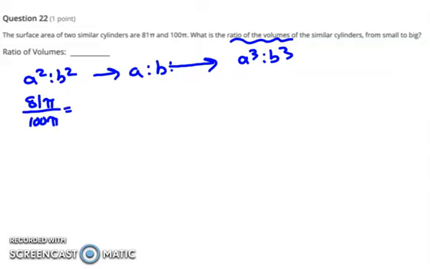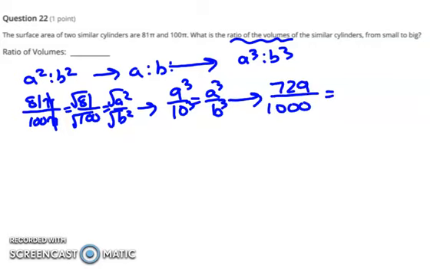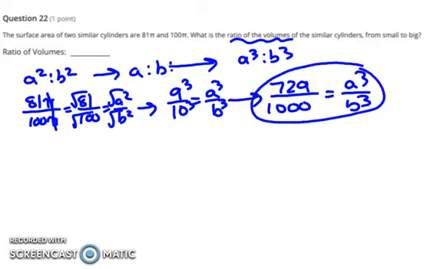If you simplify that, you can cross out these pi's. That's a squared to b squared. So what I want to do is take the square root of these. That's 9 over 10. That's a to b. What I want to do is turn that into a cubed to b cubed, so I want to cube both. So 9 cubed is going to be 729, and 10 cubed is 1,000. This is our answer. So you're typing in 729 over 1,000.